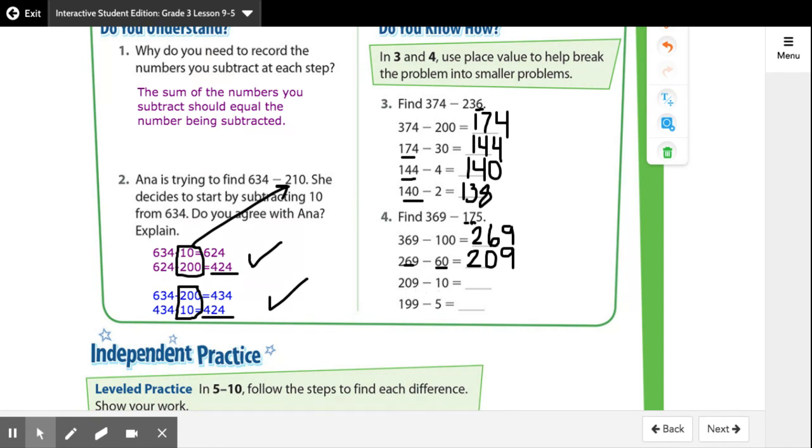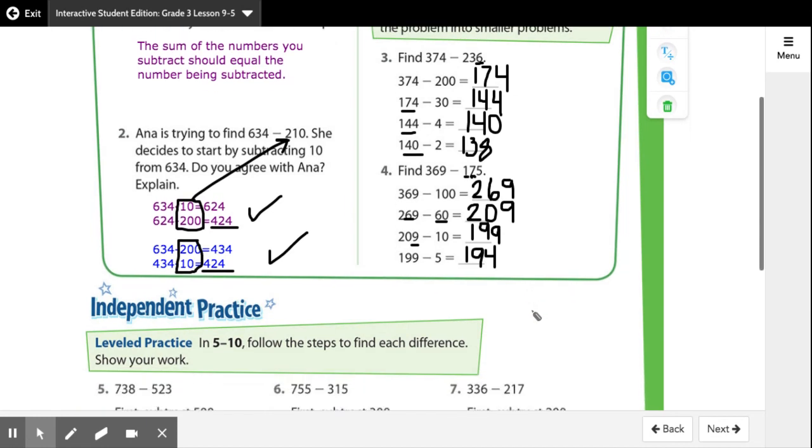209 minus 10. Okay, minusing just a group of 10. So that's 199. They could have done minus 9 and then minus 6, and it would have given you the same answer if you were thinking that would have been more compatible. Either way works. 199 minus 5 equals 194. Okay.